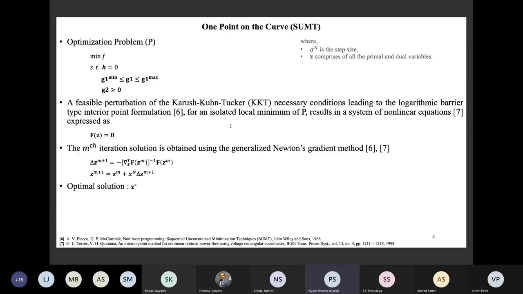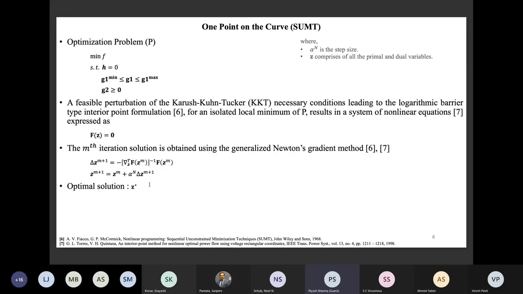Now we solve this particular optimization problem using a sequential unconstrained minimization technique. So the KKT conditions are written for this particular problem. They are perturbed so that we get an interior point formulation, and it results in a system of equations which are expressed as f of z equals 0. The mth iteration solution of the system of equations is obtained by using Newton's method. These are very popular techniques. You can refer to the references for more details.